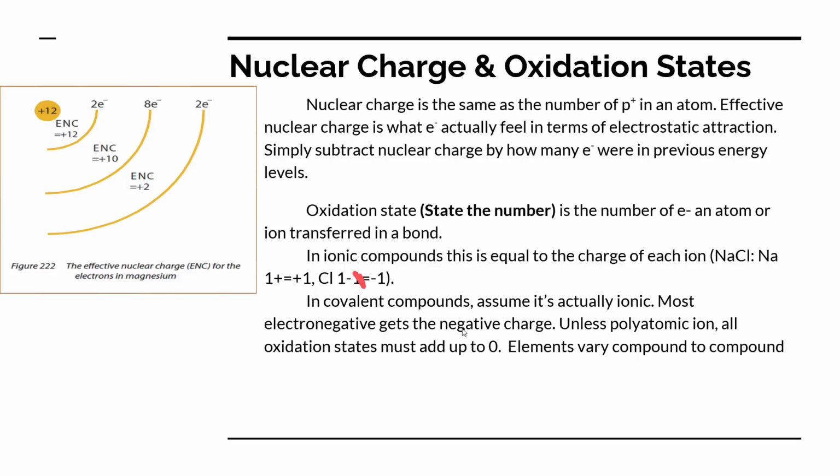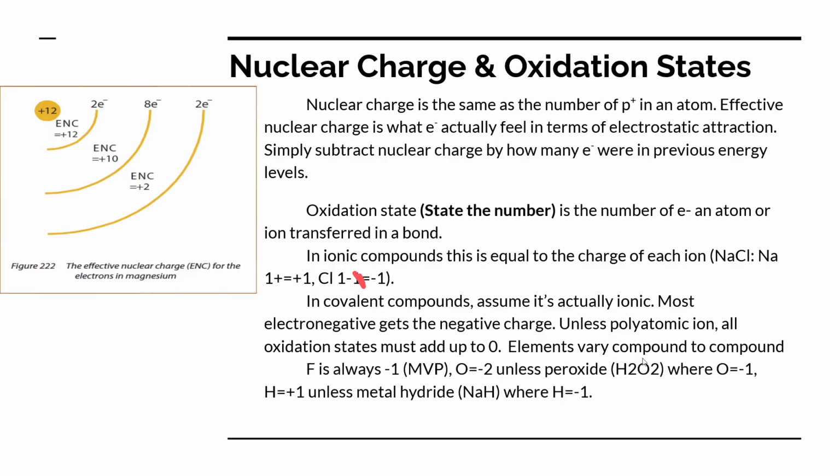Now, in covalent compounds, you assume it's actually ionic. Remember that this is an assumption, so it's not exactly accurate. The most electronegative element is going to get the negative charge, and unless it's a polyatomic ion, all the oxidation states must add up to 0 when the compound's neutral. The specific oxidation state of elements can vary from compound to compound, except fluorine, or goat, our MVP of electronegativity, which is always going to be -1.